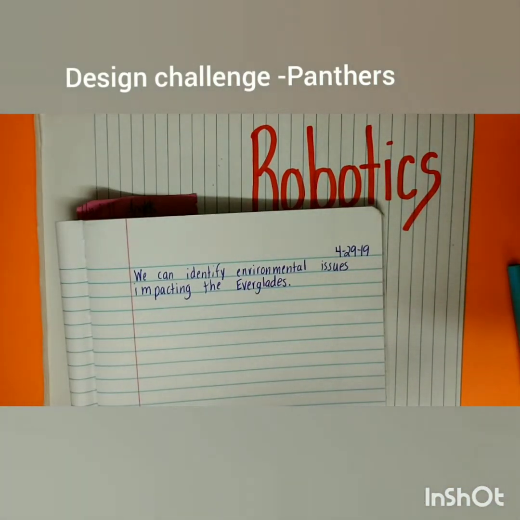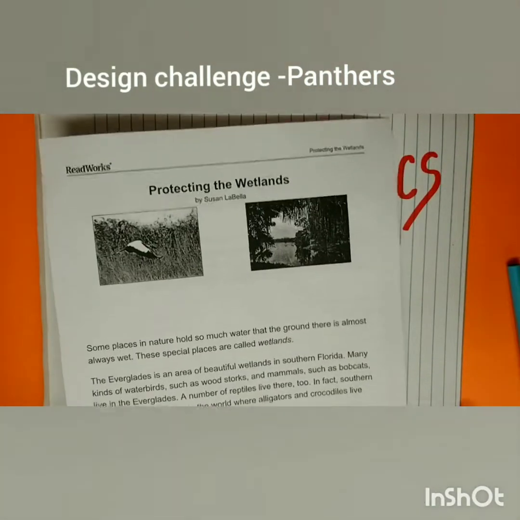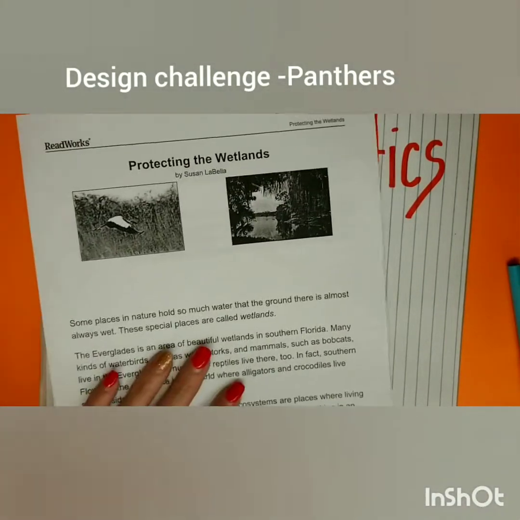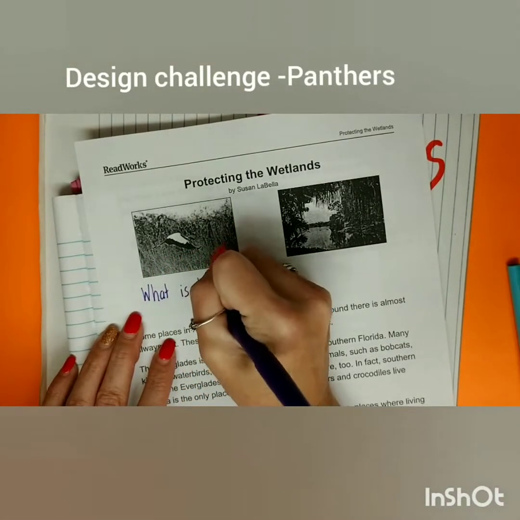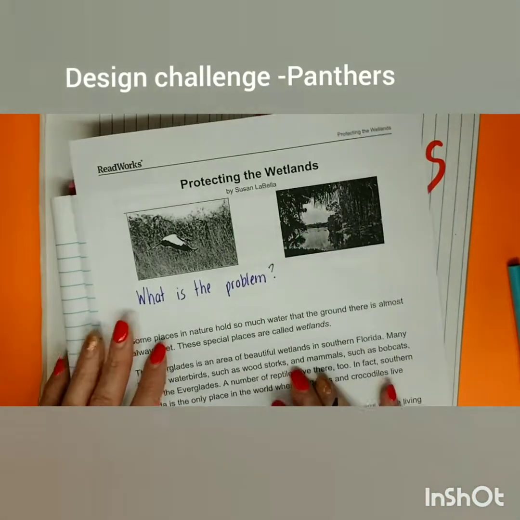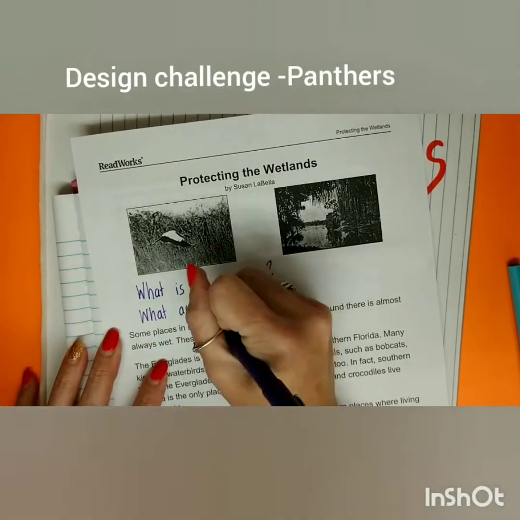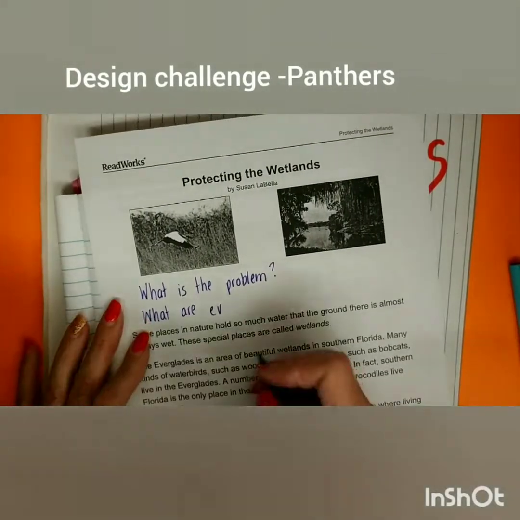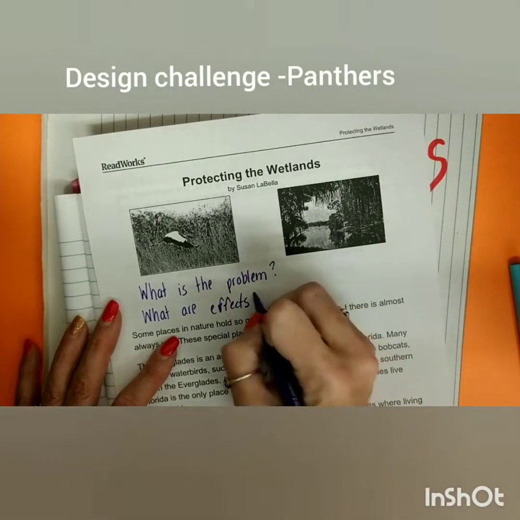The first thing that we did in our lesson was we read this article called Protecting the Wetlands, and we had to determine what is the problem that was introduced in this article. So I'm going to write that here. What is the problem? And then what are the effects of the problem?